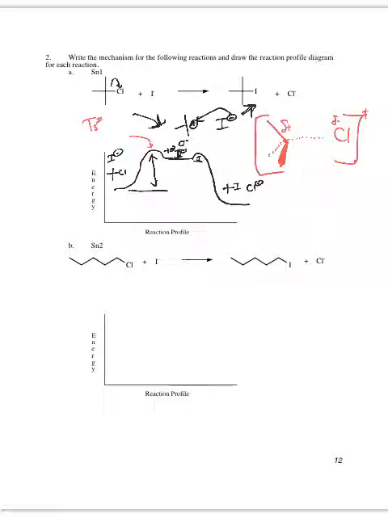Now, when we look at the second transition state, we will see the exact same thing, except we're not breaking a bond to a chlorine, but we're forming a bond between an iodide and that carbon of the t-butyl group.